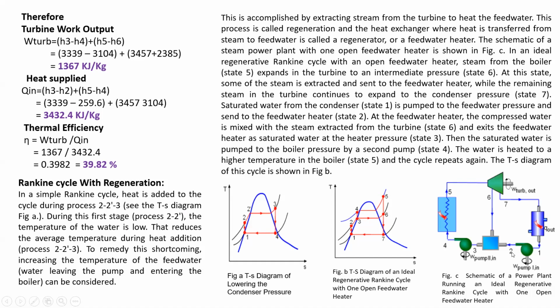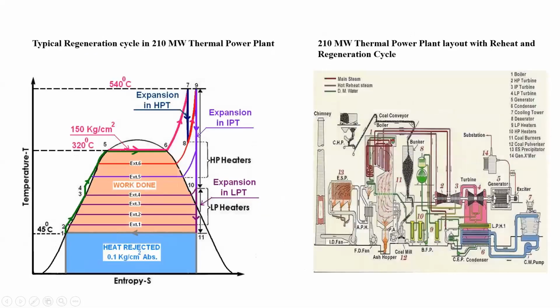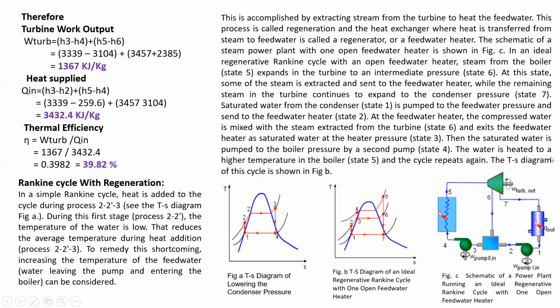Here you are seeing between 2 and 3. 7 to 1 is the condensation taking place at the lowest pressure, and 1 to 2 is the pumping action, an approximately isentropic process. 2 to 3 you are seeing here. 2 to 3 is being heated. Earlier it was directly taken to point 4 to point 5.